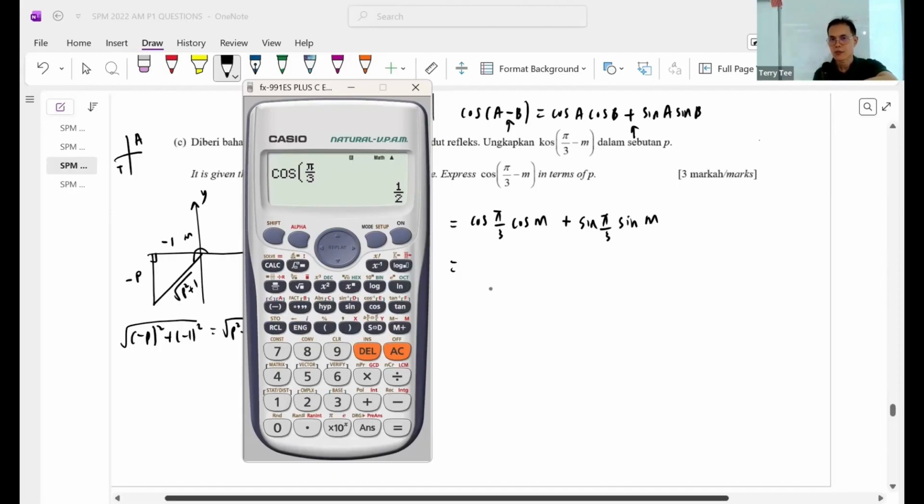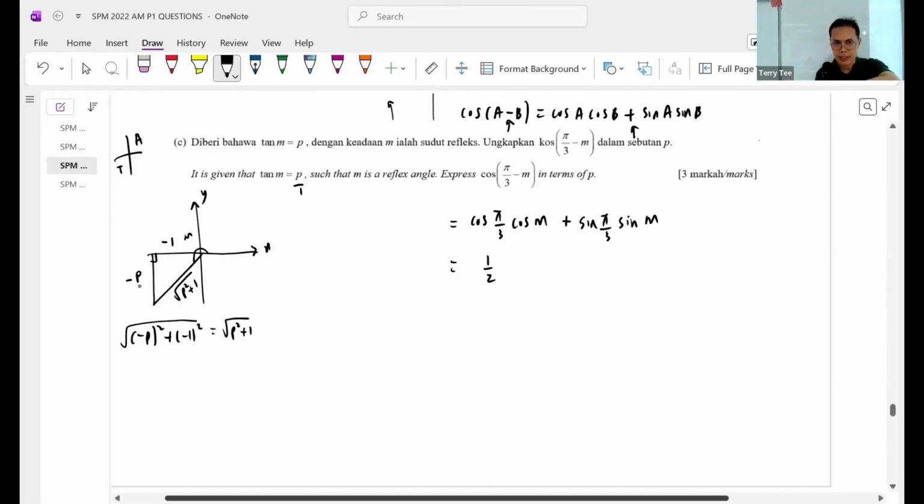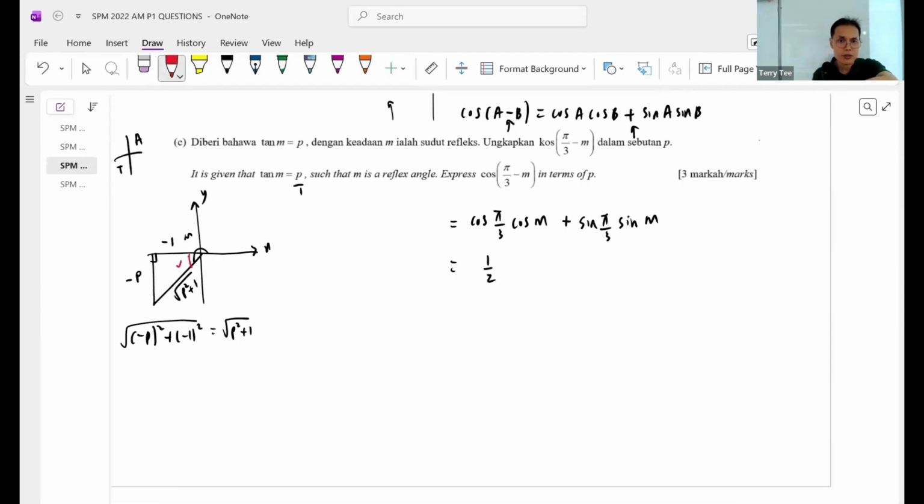So 1 over 2. For cos M, I read from the triangle. Remember, for this triangle, we're going to read the reference angle here. The small angle here is your reference angle. Your general angle is M. Your reference angle, let me call it alpha. Cos is your adjacent. This is your adjacent. This is your opposite. This is your hypotenuse. So my adjacent is negative 1. Hypotenuse is square root of P squared plus 1.